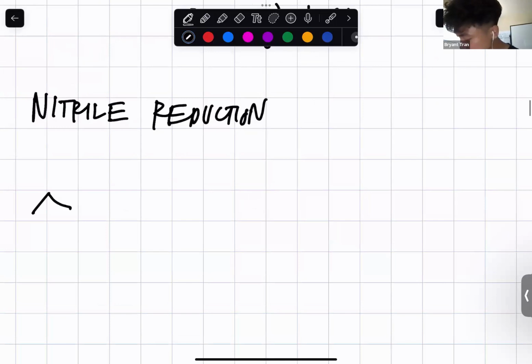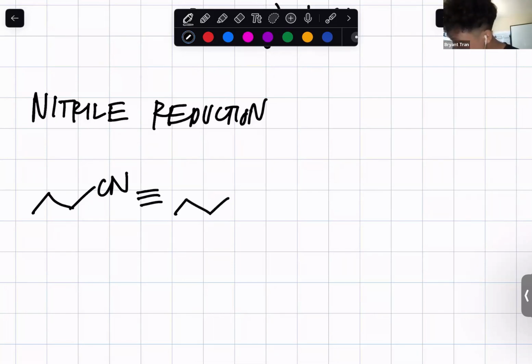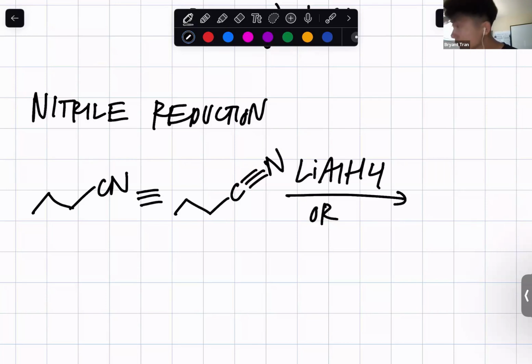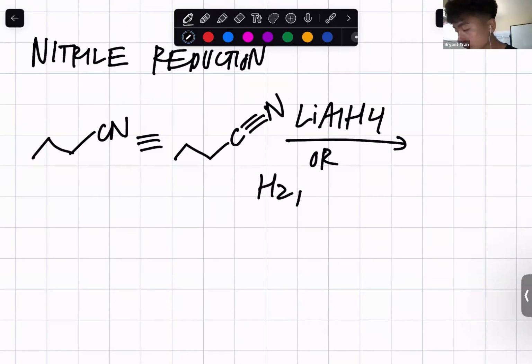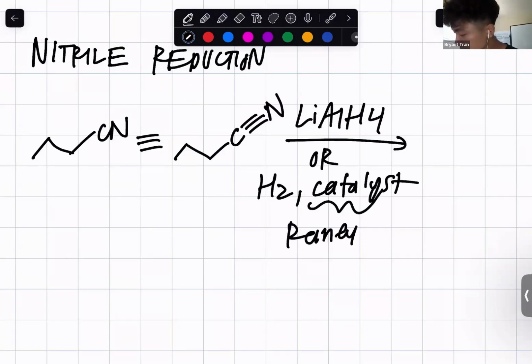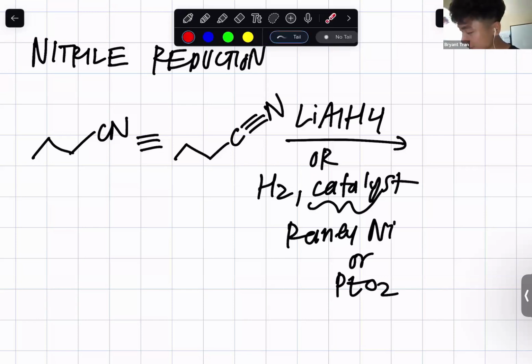Let's say you have this CN nitrile right here. When you see CN, know that there's a triple bond between the carbon and nitrogen. You could reduce this nitrile with a strong reducing agent like lithium aluminum hydride, or you could use H2 with some kind of metal catalyst, which can be in the form of Raney nickel or platinum O2.